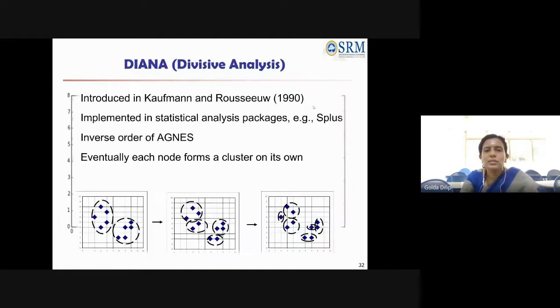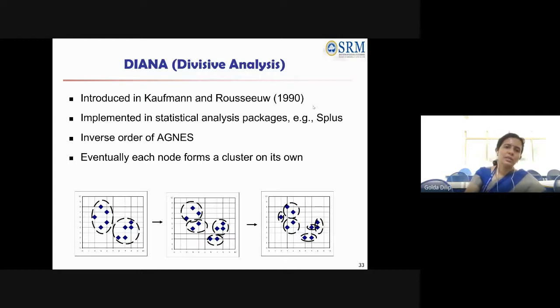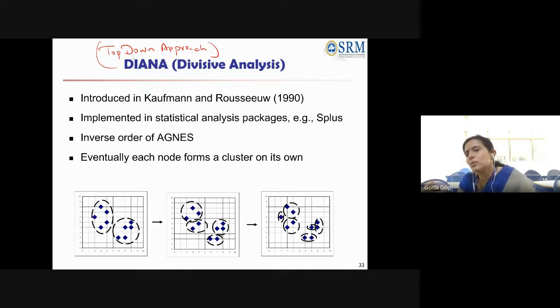Next we have a technique called divisive analysis, which is the opposite of agglomerative clustering. This is called a top-down approach. Top-down approach means you start with a single big cluster where all the data points are in one single cluster. Then you start dividing it, the opposite of agglomerative clustering.